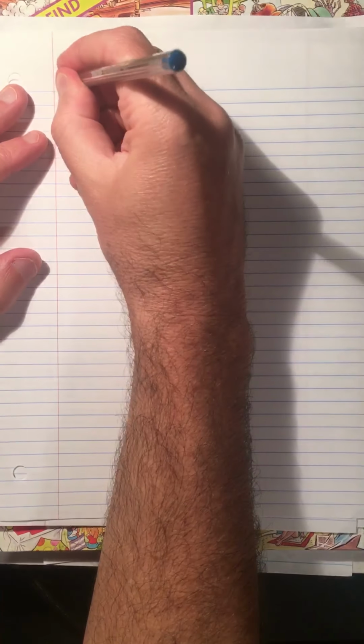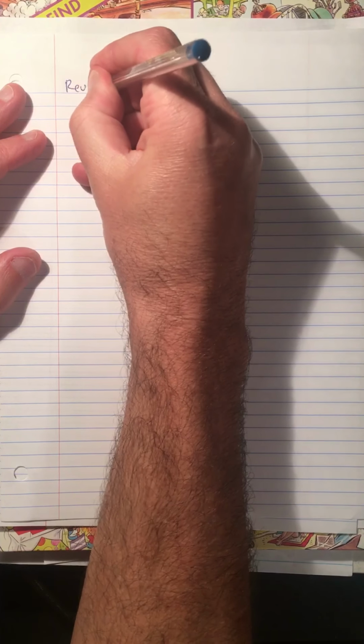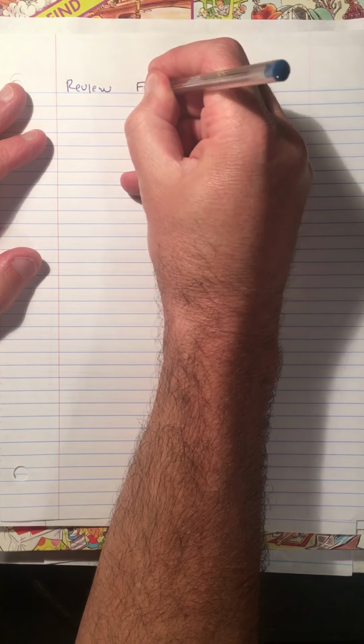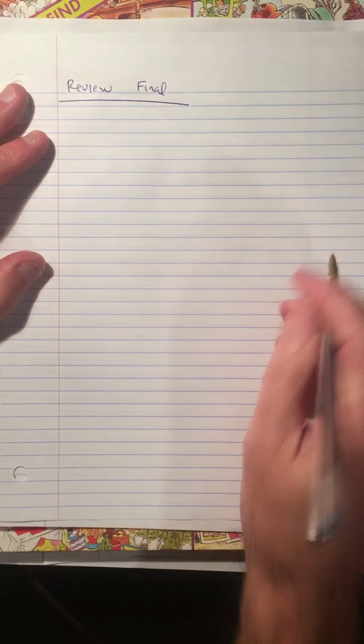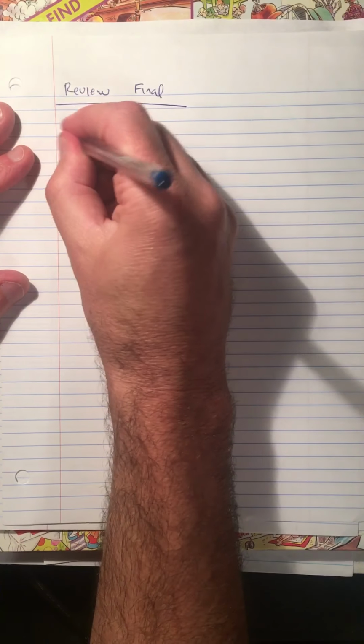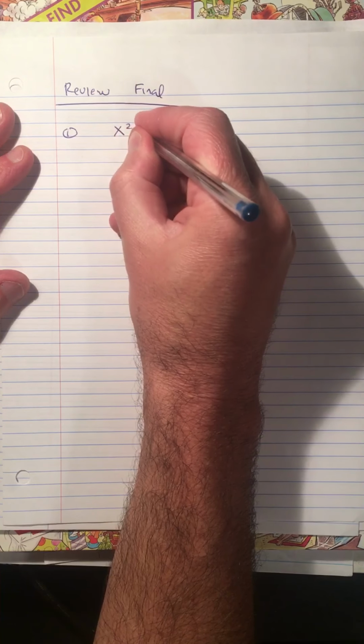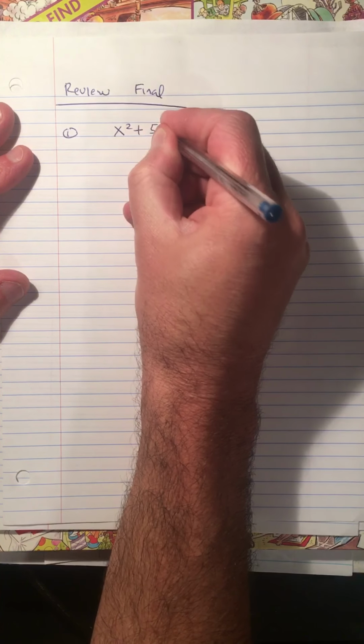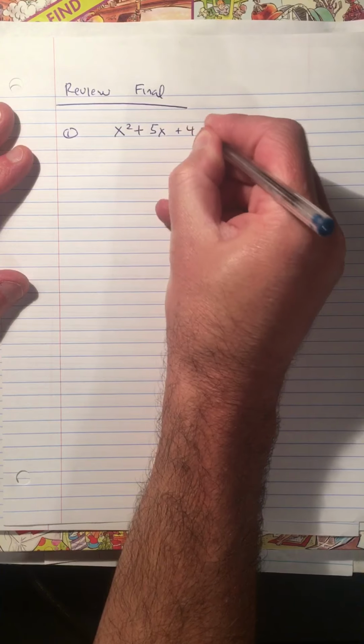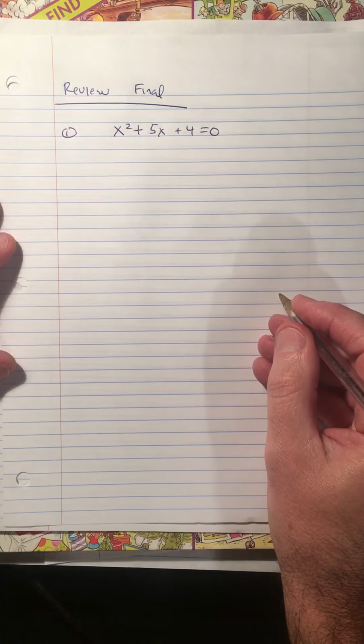Okay, let's do some final exam review. For the final, of course, you're going to have to solve something like this. Solve x squared plus 5x plus 4 equals 0.